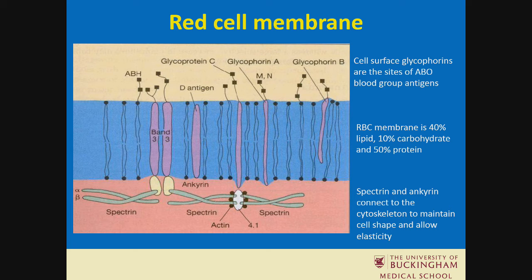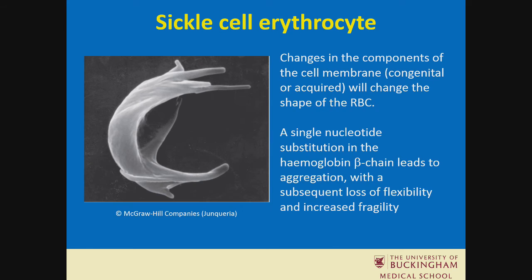Flexibility is mediated by these molecules here, ankyrin and spectrin. They connect with the underlying microfilaments, and they allow the deformation, the flexibility of the membrane. In sickle cell anemia, of course, you have this aggregation of hemoglobin, and that causes the cell to become rigid.